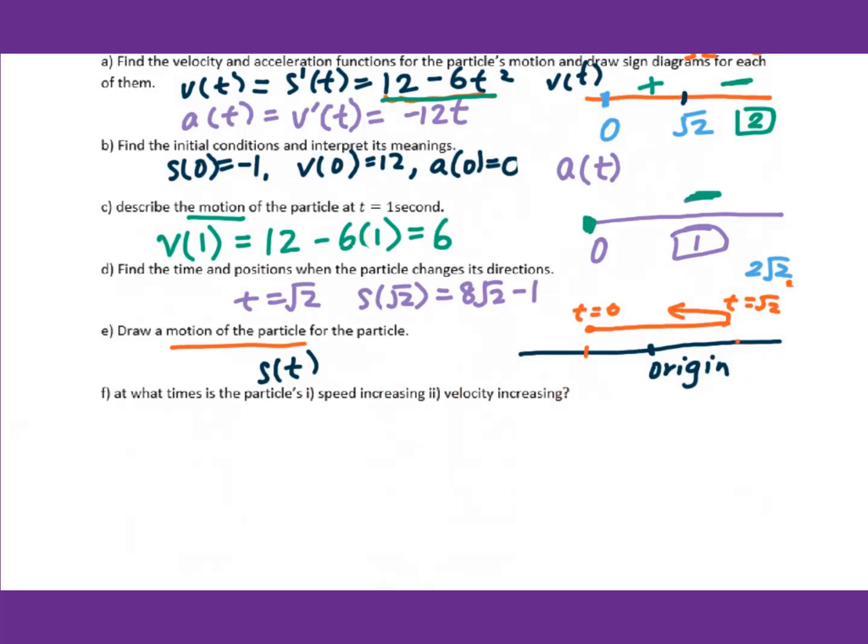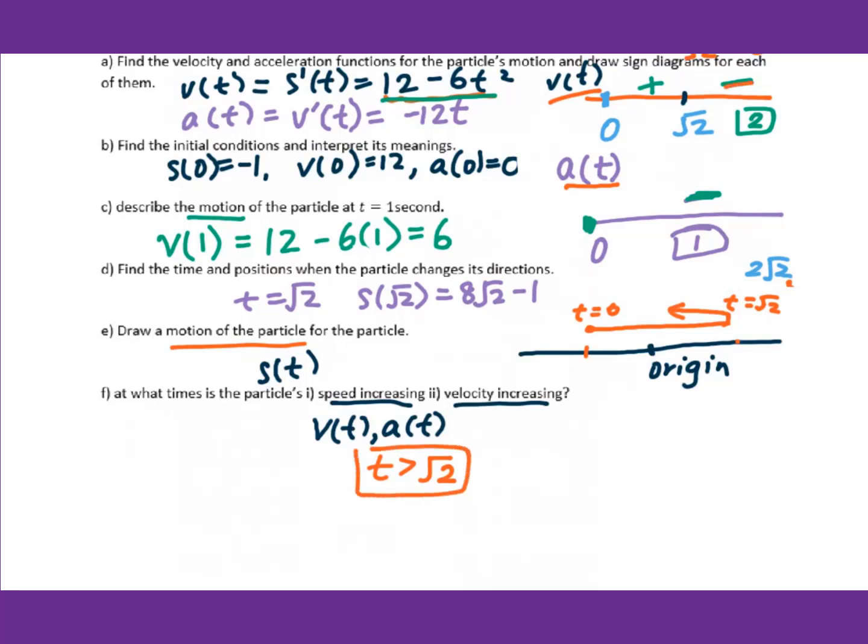Now let's go to F. At what times is the particle's speed increasing and velocity increasing? For speed increasing, you have to make sure velocity and acceleration have the same sign. Let's check the sign diagram for velocity and acceleration. When t is greater than square root of 2, the speed is increasing because they have the same sign.